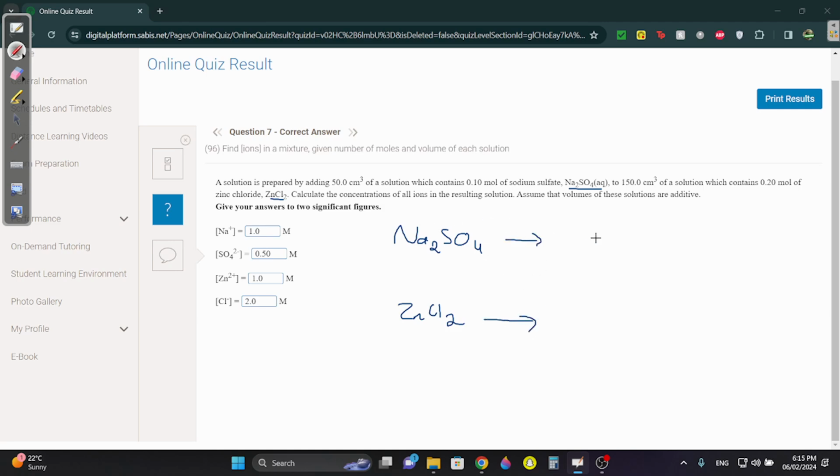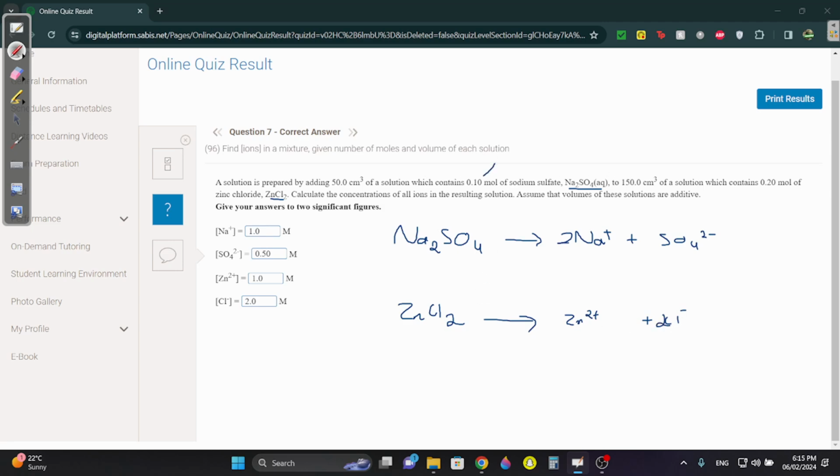So put an arrow, dissociated Na2, so you get Na+ and SO4 2-. Okay, if you don't know the charges, it's always here. And balance it, you get 2Na, because Na2 here is 2. ZnCl2 dissociated, you'll get Zn2+ and Cl-. Balance it, here you have 2Cl, so here you should put 2.